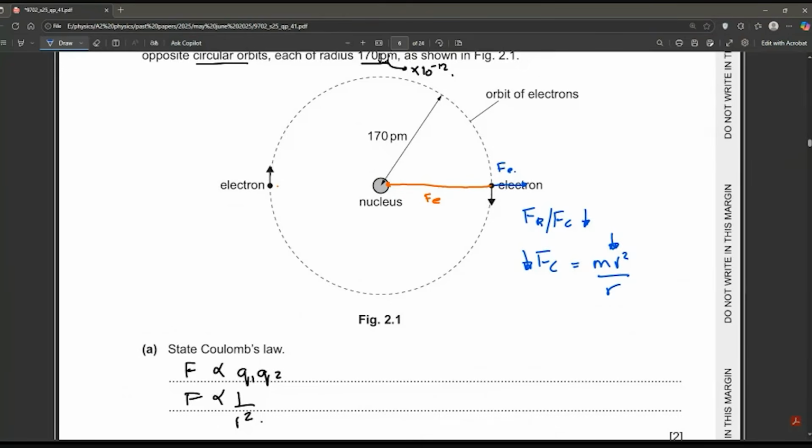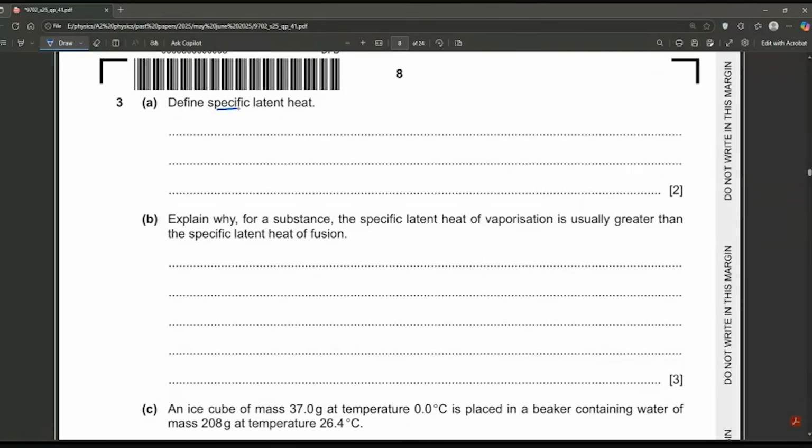Is it clear? Define specific latent heat. What is specific latent heat? Energy required per unit mass to change the state at constant temperature. You can write this definition.